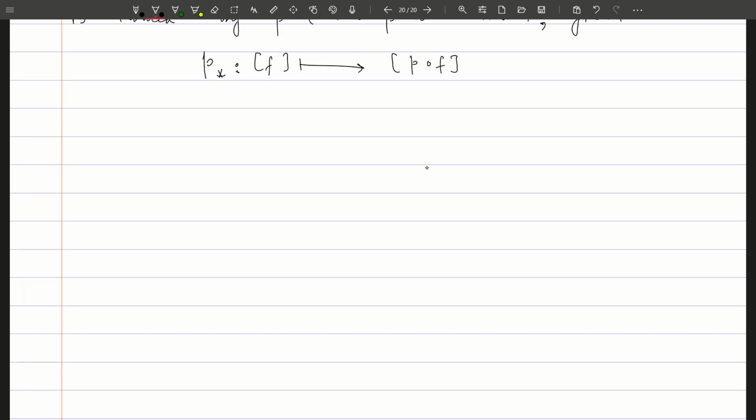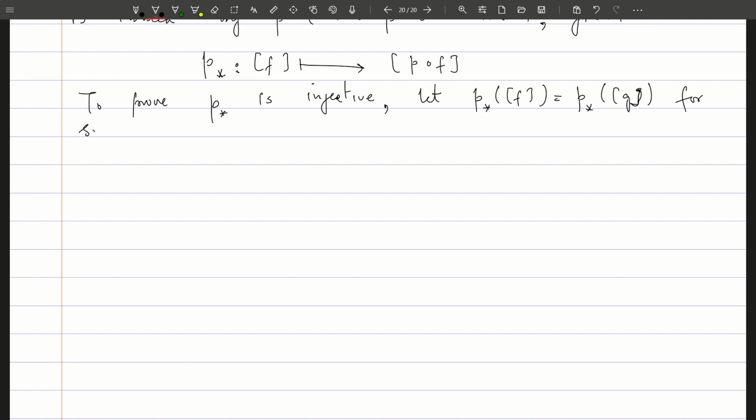Now to prove this P star is injective, let P star of F be P star of G. So we are going to prove that the homotopy class of F is the same as the homotopy class of G. So let us suppose that these two objects are equal for some homotopy classes F and G in the fundamental group of X tilde based at x naught tilde.